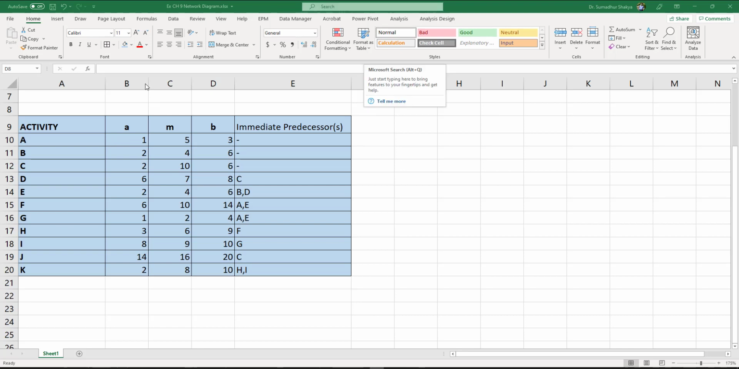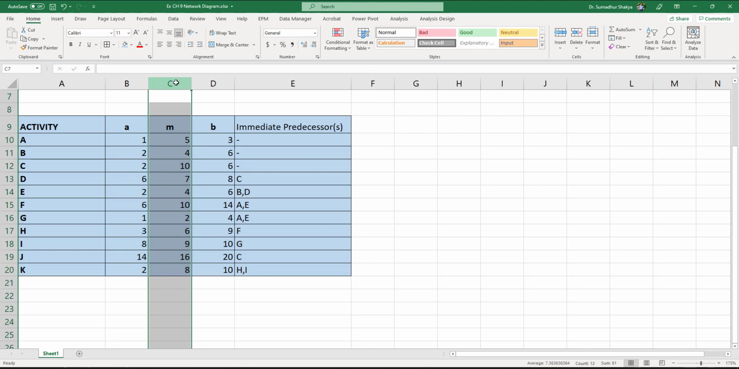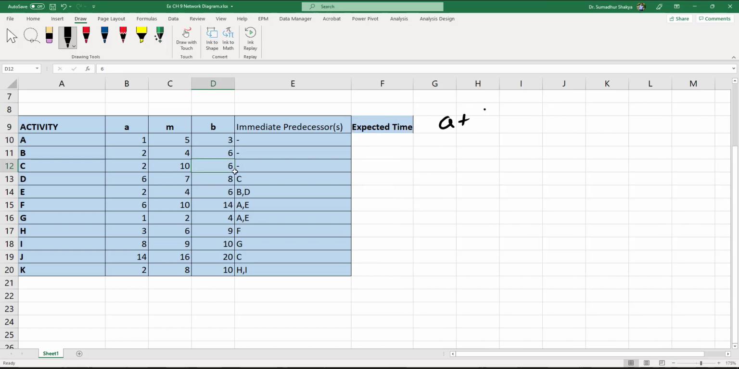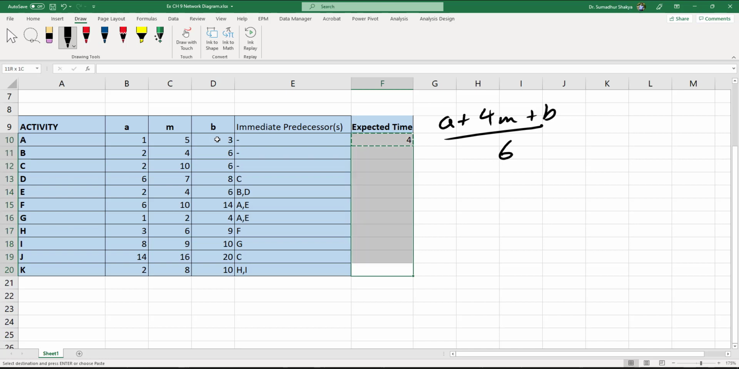Okay. So let's say we are given the optimistic time, most likely time, and the pessimistic time. Now, in order to calculate the expected time of completion, it's given by A plus 4M plus B divided by 6. So it's essentially 4 times the most likely time plus A plus B divided by 6. So like a weighted average. Okay, so let's get started. So equals to, pay attention to the parentheses, A plus 4 times M plus B close parentheses divided by 6, and that's going to be the same for all of them.